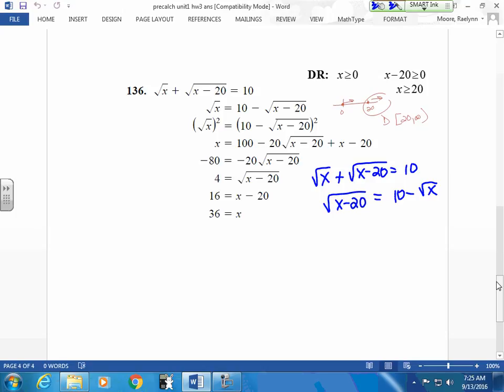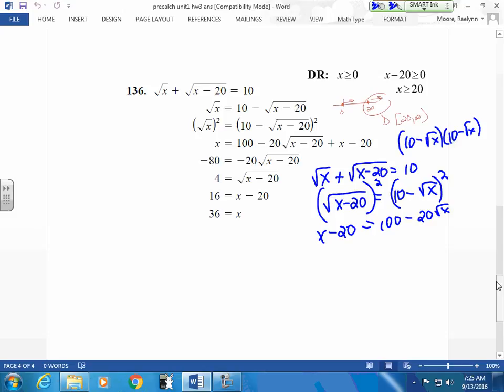Okay, so now your radicals are isolated. You're going to square both sides. So this one pops out. This one, you have to FOIL it out. This is going to give you 100 minus 10 radical x, minus 10 radical x will give us minus 20 radical x. Amani, you get that part? Minus 10 gives you minus 20 radical x.